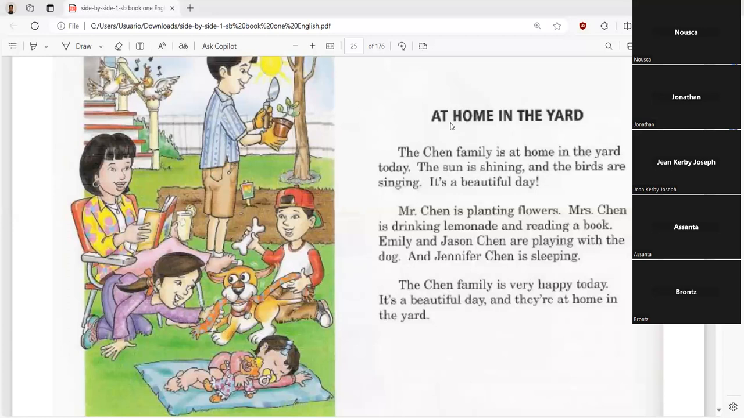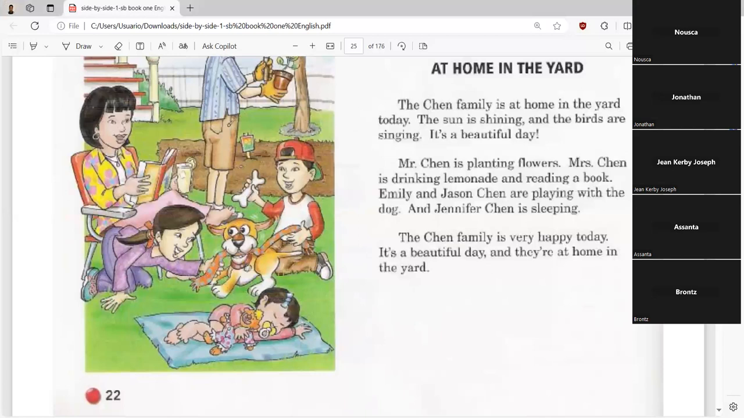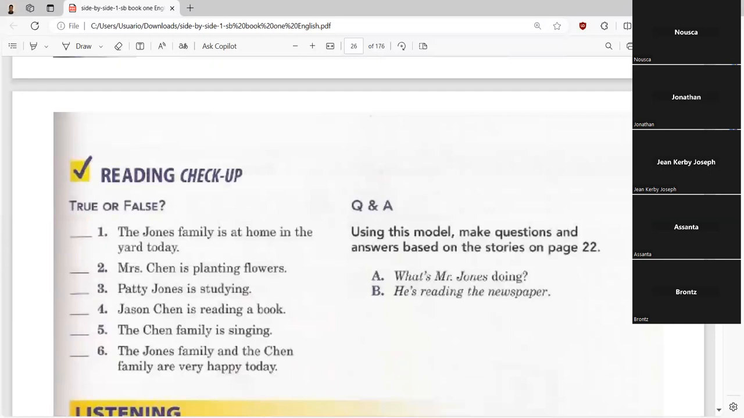Very good. Now, we're going to be answering the questions. This is going to be a checkup just to see whether you understood or not. We're going to put either F for false, T for true. Or you can say true or false. Number one, reading checkup.